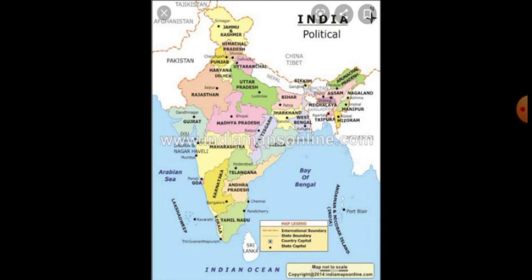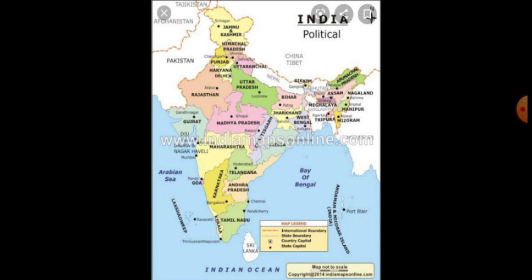The first one is Andaman and Nicobar. Second one is Chandigarh. Third one is Dadra and Nagar Haveli, Daman and Diu. Fourth one is Delhi. Fifth one is Jammu Kashmir. Sixth one is Lakshadweep. Seventh one is Ladakh. And the eighth one is Puducherry. I will repeat, students. What are the 8 union territories in India? Andaman and Nicobar, Chandigarh, Dadra and Nagar Haveli, Daman and Diu, Delhi, Jammu Kashmir, Lakshadweep, Ladakh and Puducherry.